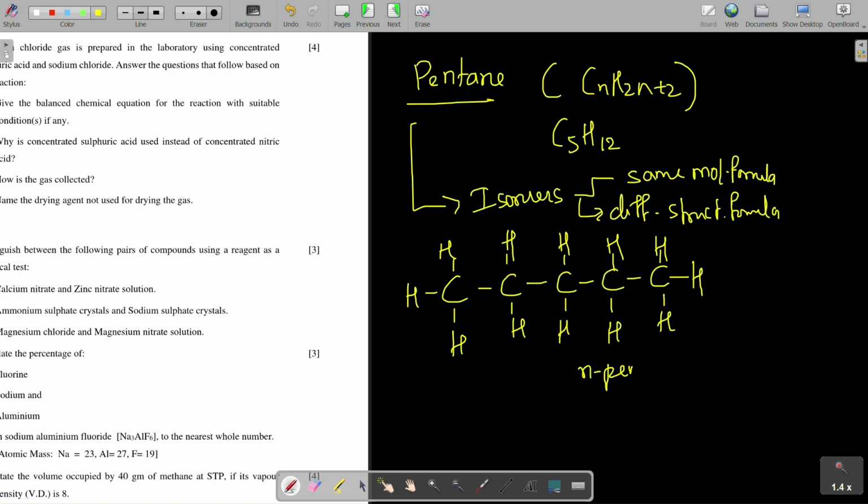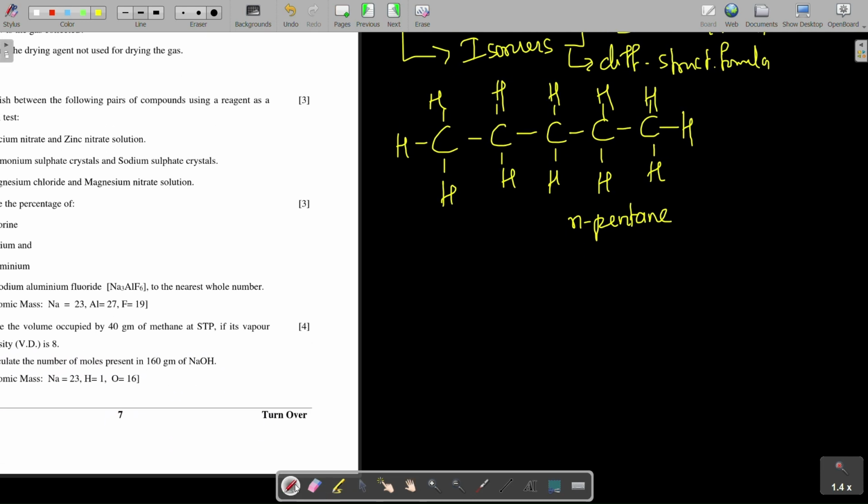The common name for this is n-pentane. The IUPAC name will be simply pentane. Next, just try to make a branch here. So this is actually chain isomerism.